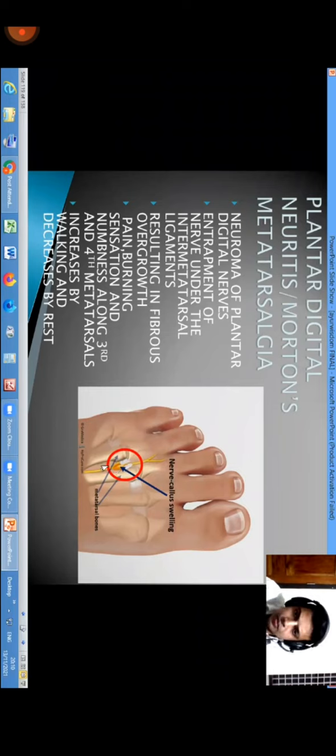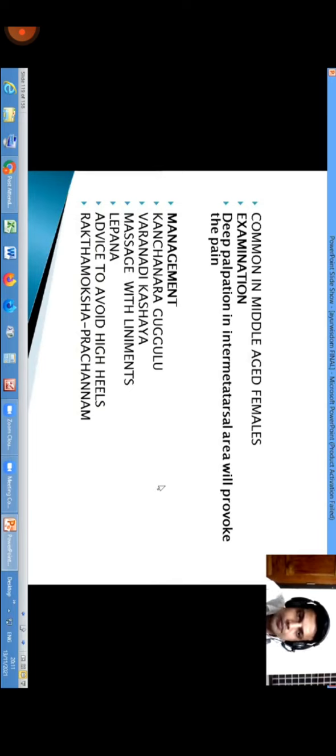and pain and tenderness will be there along the third and fourth metatarsals. The pathology is entrapment of the nerve under the intermetatarsal ligaments. Pain, burning sensation, and numbness along the third and fourth metatarsals will be the result. The symptoms increase by walking, and rest will reduce the symptoms. It is common in middle-aged females.